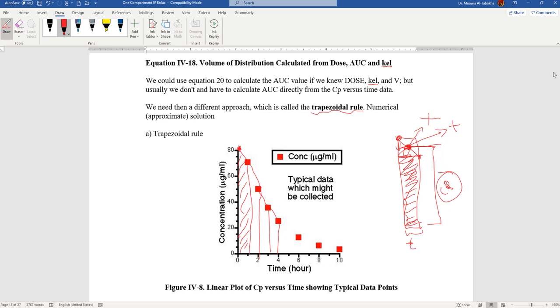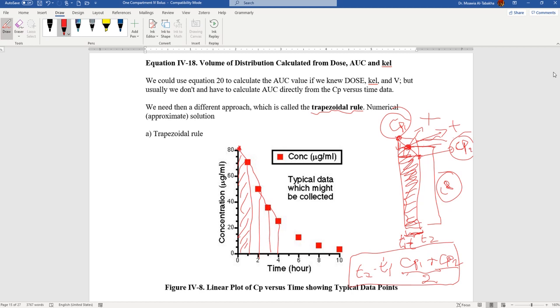So imagine with me the following. This is, let's say, T1 and this is T2. This is CP1 and this one is CP2. Then what do you do? You multiply this width, which is T2 minus T1, by the height. The height is the average of these two, so it's CP1 plus CP2 divided by 2. This is how we calculate the area of the trapezoid.